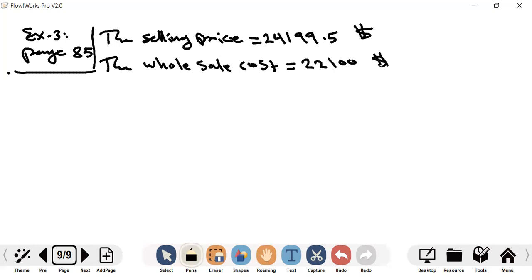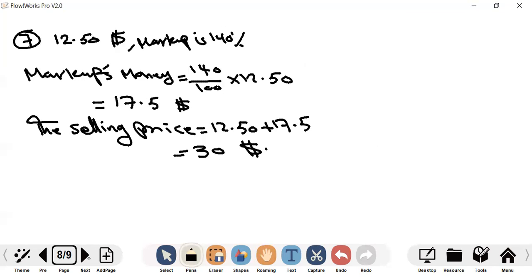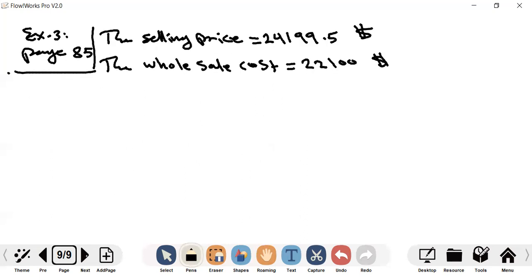Got it? So what we have here, I have the two parts. I have the selling price and I have the wholesale cost. Nothing told about the markups, right? Let's see what the question wants. What is the percent of markup? The question wants us to find this. It was given. Here it is wanted. Do you understand? Now let's find it.